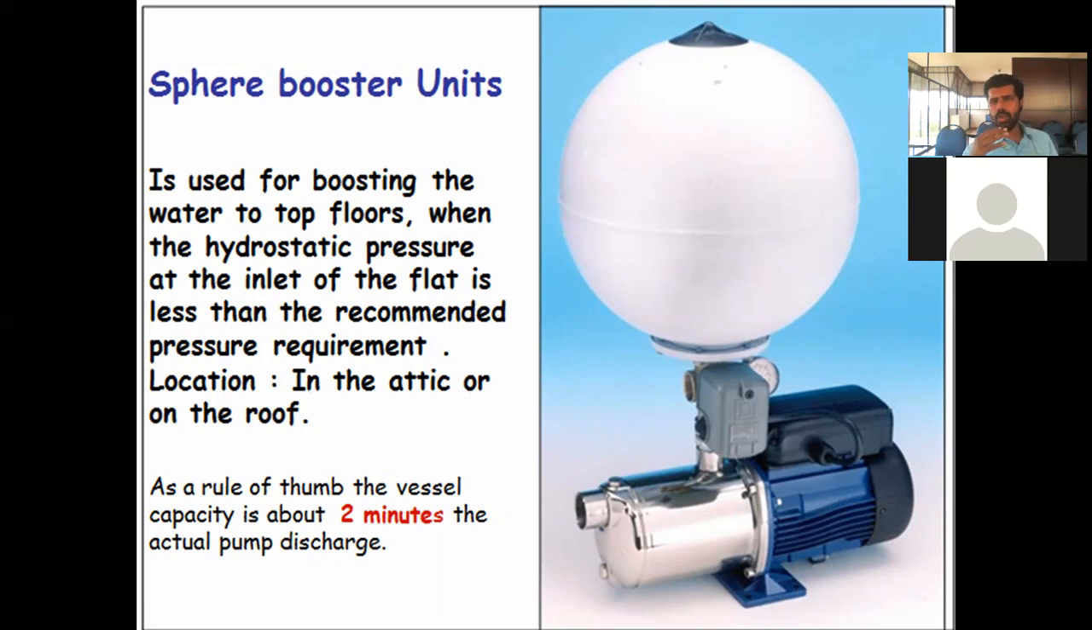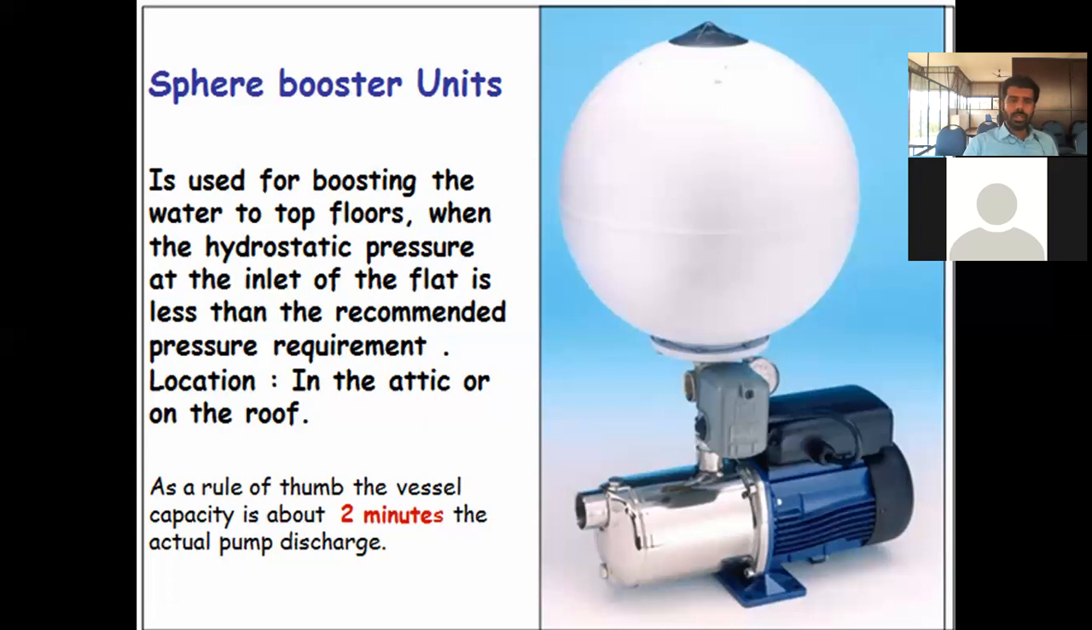Do you know what an attic is? It is a space above our ceiling. In olden days there would be a false ceiling made of wood, and above that there would be a lot of free space. If you have an attic location like that, you can keep it there also.